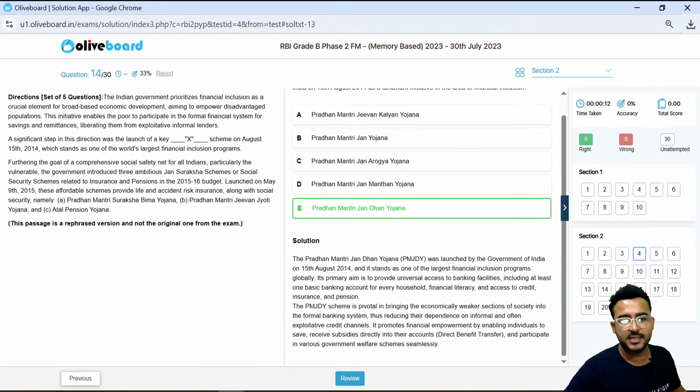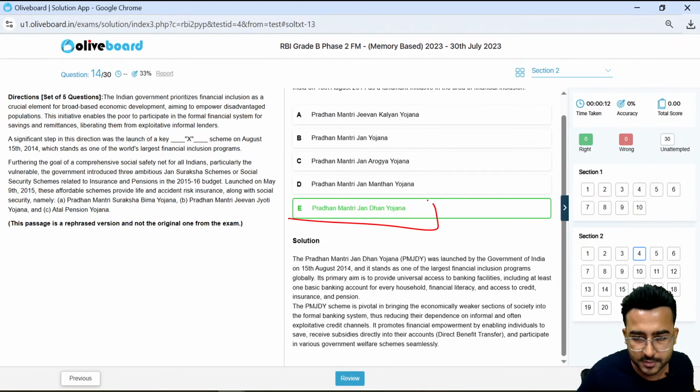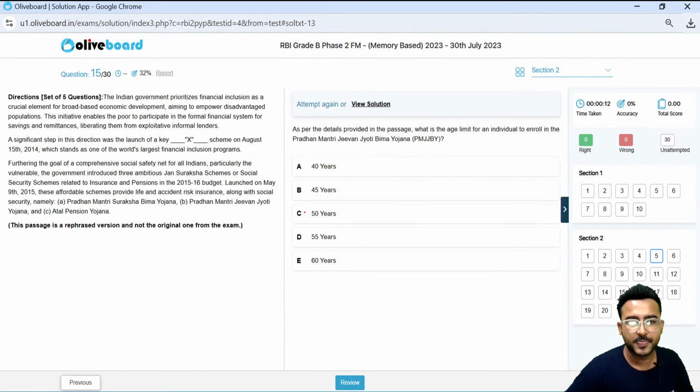The correct choice here is Pradhan Mantri Jan Dhan Yojana. It was a very simple question from 2023, right?